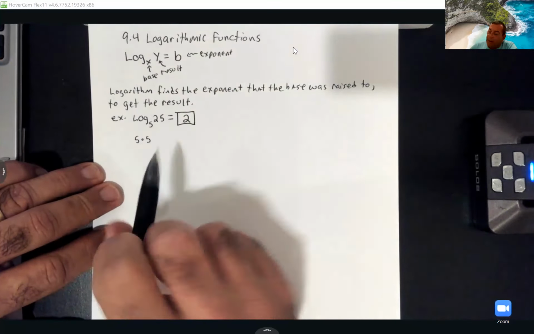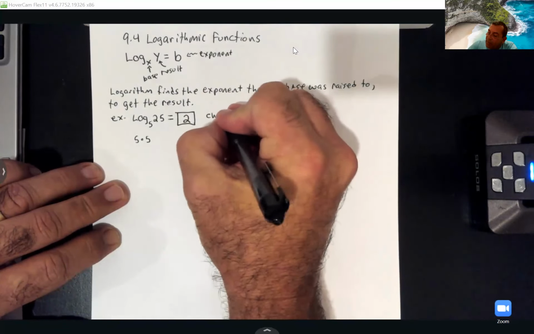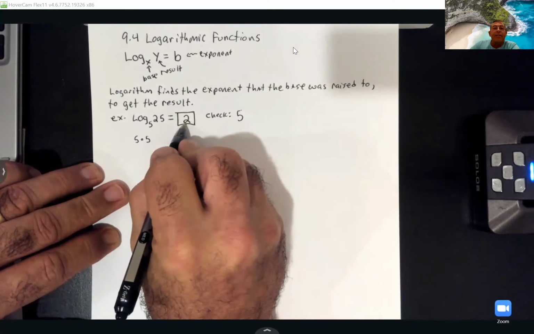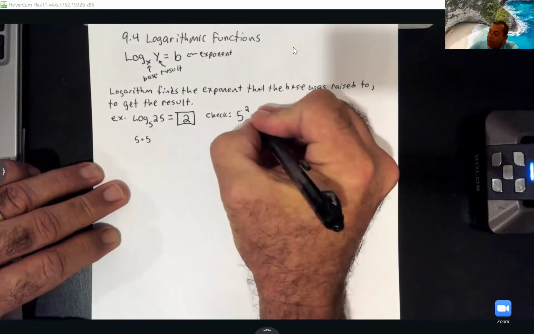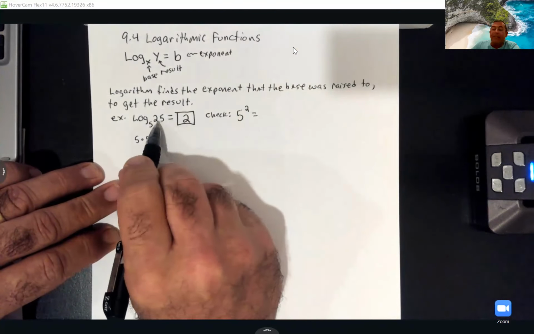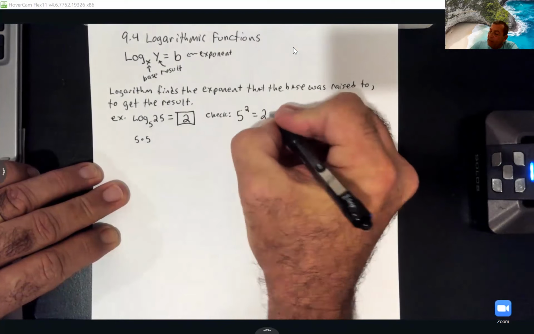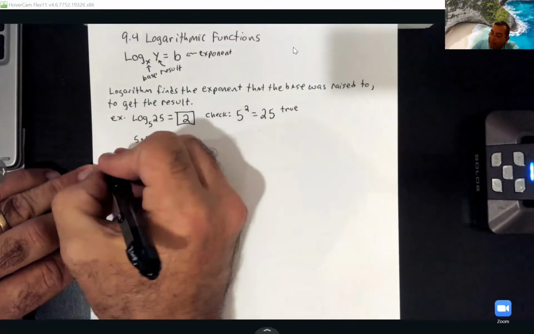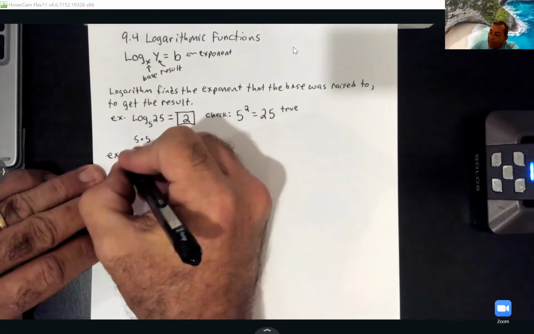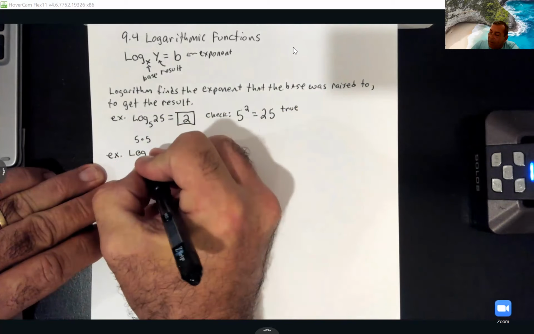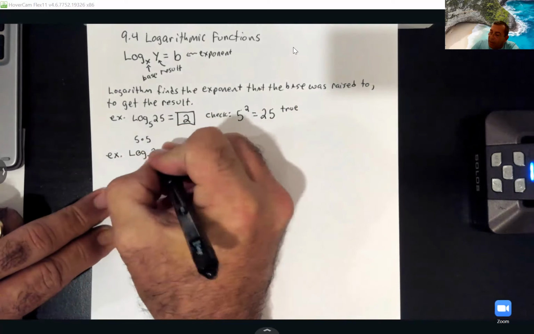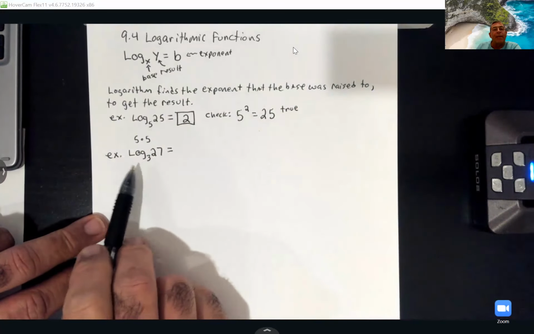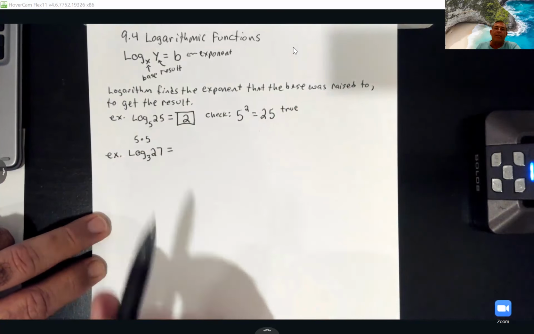And to check myself, I would take that base of 5, raise it to the exponent we just found, which is 2. And that 5 squared has to equal 25. So y'all, that is definitely true. Okay. So let's play with another one. How about a log base 3 of 27. How many times do we got to multiply 3 times itself to get me a 27?